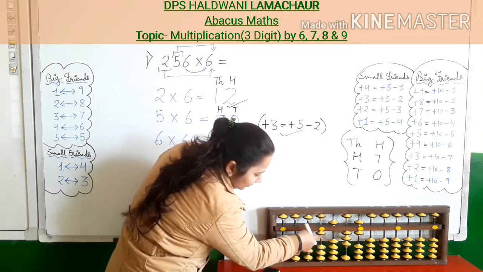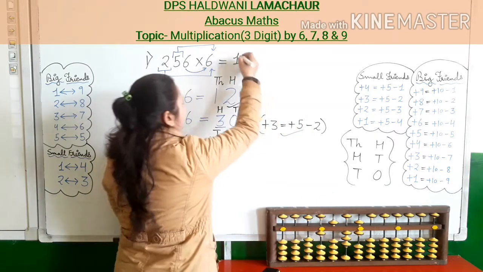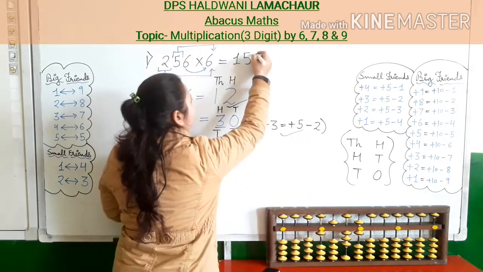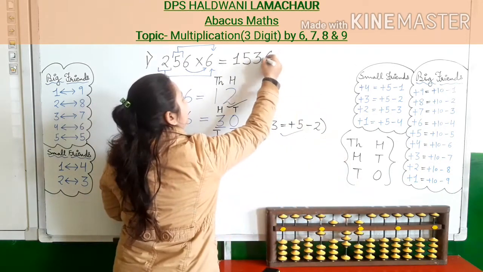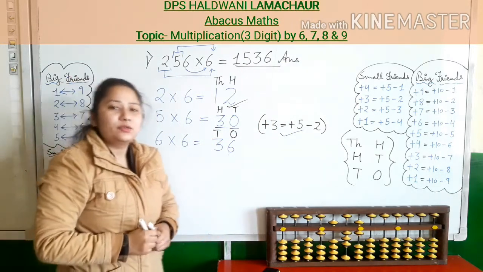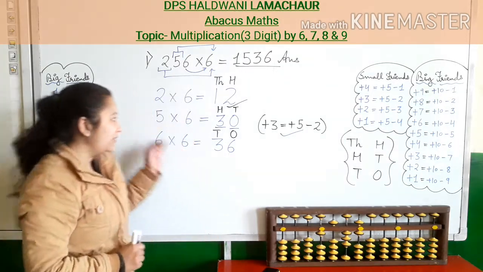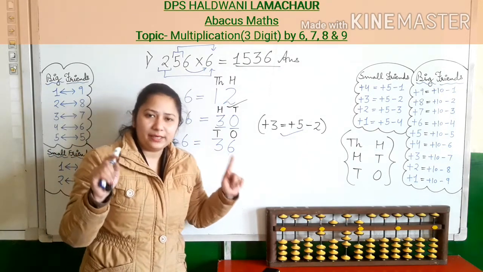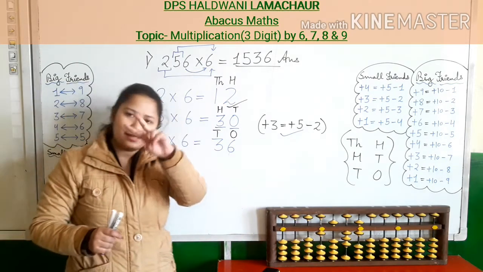5, 6. Now count. See, first of all in thousands rod, it is only 1. Now in 100, 5. Now in tens, 1, 2, 3. And in ones, 5, 6. So your answer is 1536. See kids, how easily we have done this sum with the help of this tool. I have written these calculations. You can do this multiplication in your mind also. Directly you can add the numbers in the tool. So now kids, let's move to the second sum.